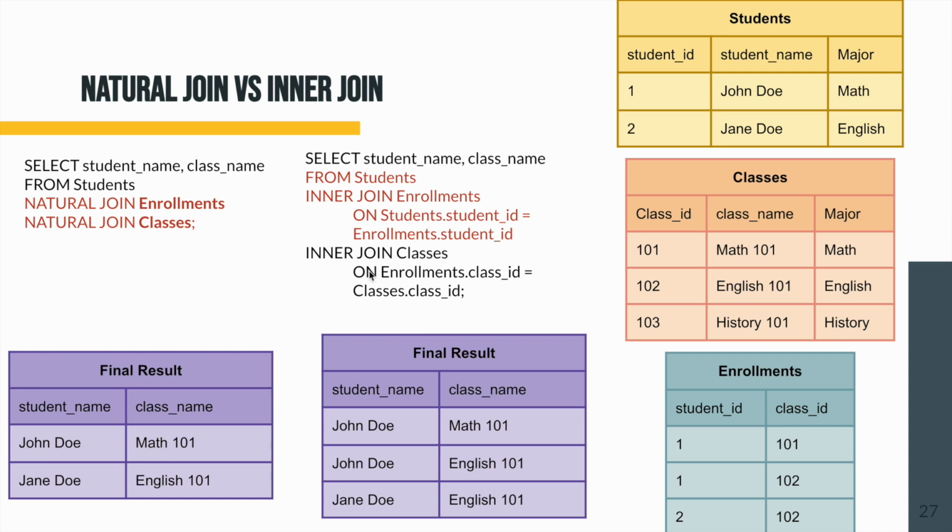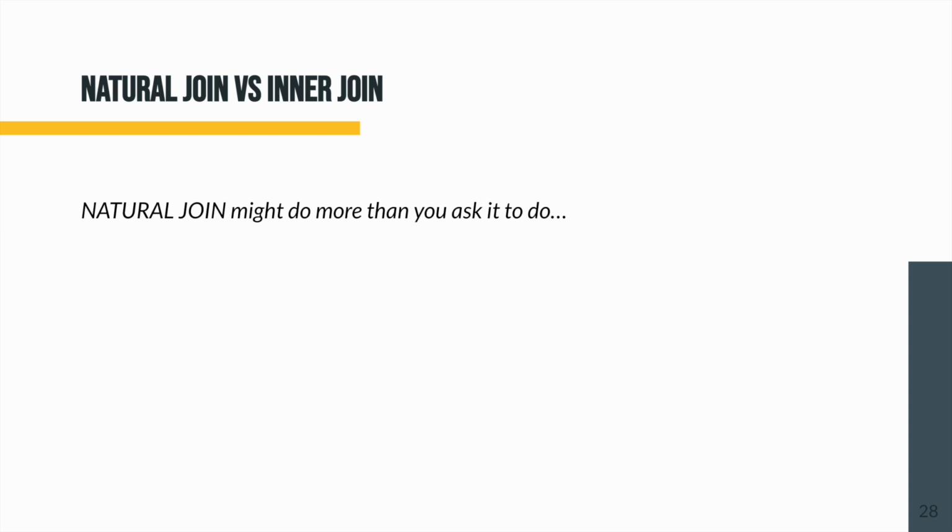So if you were to compare them, ignore the red part of it. Note that when you did the natural join, you only got 2 results. While you did the inner join, even though it was literally the same, because you used that ON clause, it only matched for that ON clause. It didn't care about matching the major, and it therefore produces 3 rows. So again, take a minute, go through it. As I mentioned, natural join might do more than you ask it to do.